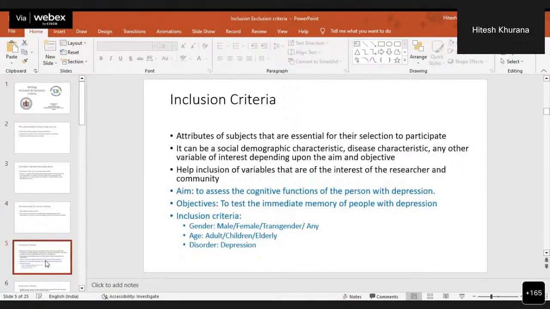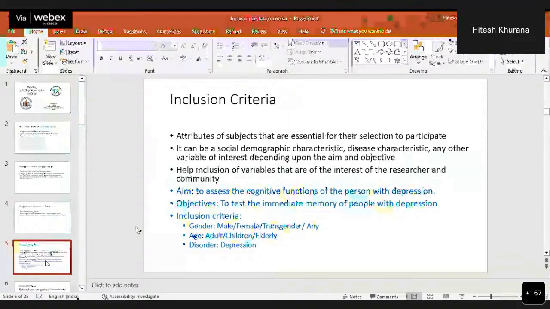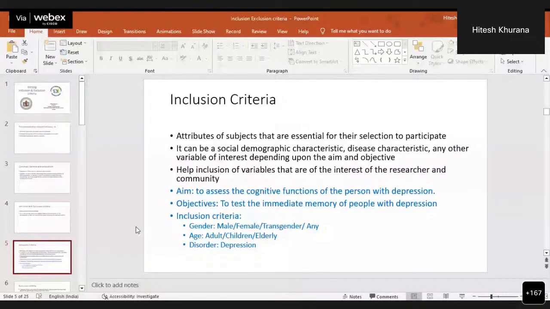First of all, the inclusion criteria. We select the individual according to the requirements of our research question and the objective which we have framed. These are the attributes which are essential for the subject to participate, and depending upon the age, this can vary. Suppose I am a mental health professional carrying out a drug trial on patients suffering from depression. Then I will make sure that all the patients I take are suffering from depression or having some kind of cognitive element which is critically important in one way or the other.